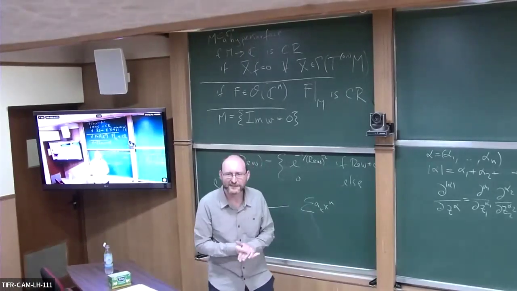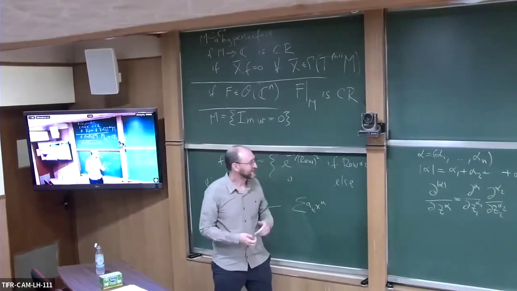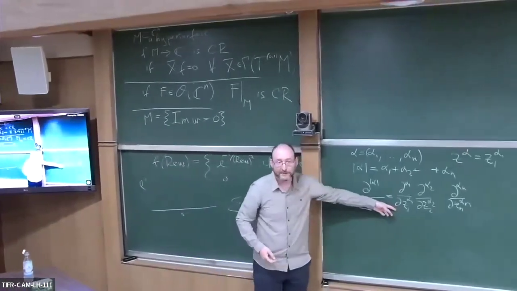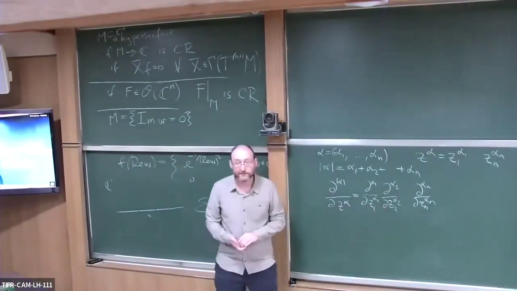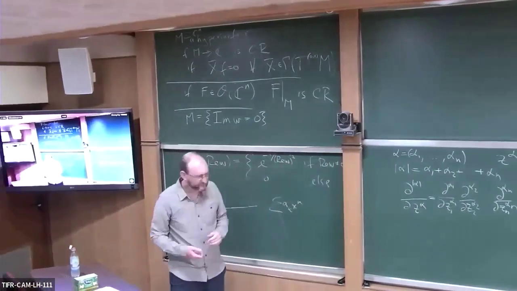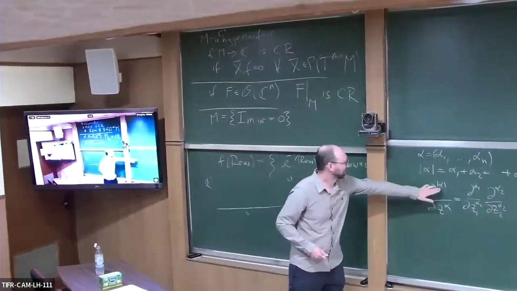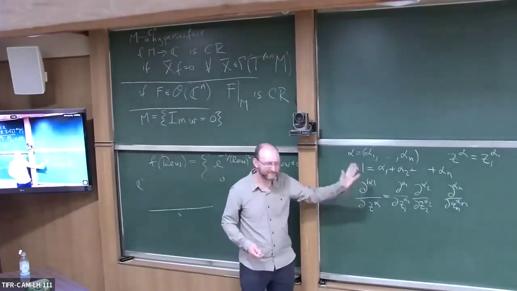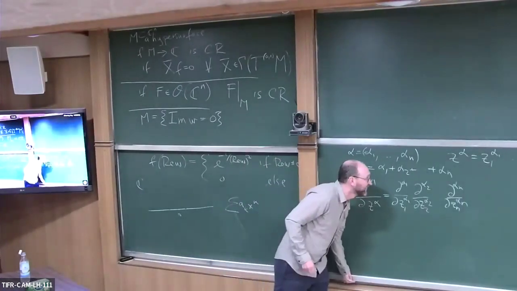So I think it's right. So basically, I take this many derivatives in Z1, this many derivatives in Z2, and so on, right? So that's why I take this weird notation, just to simplify this.